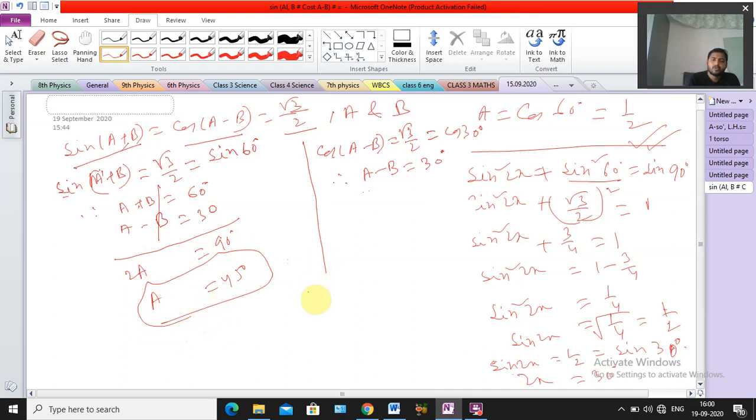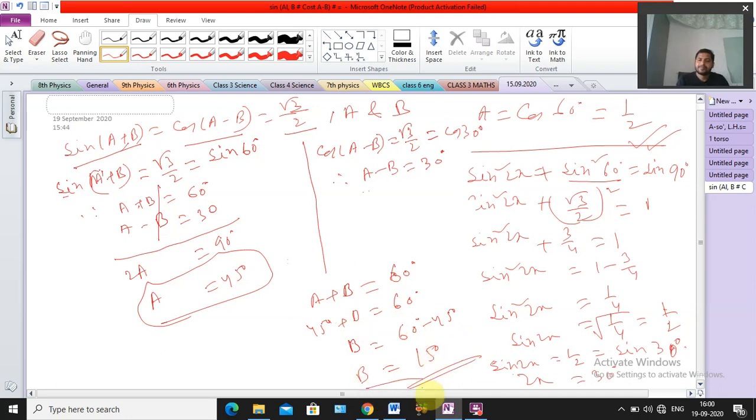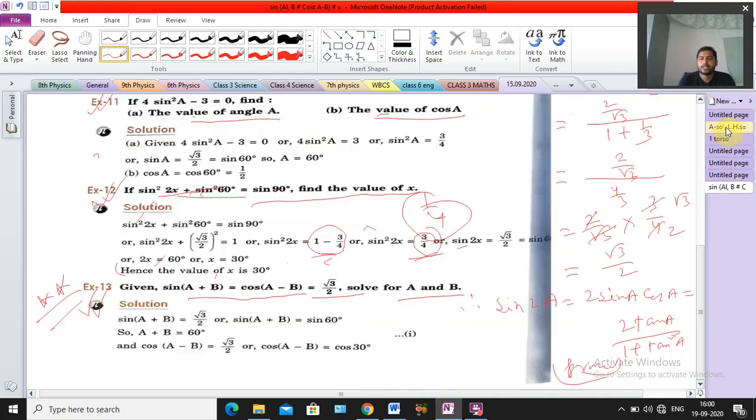Now we find out b. Our condition was a plus b equal to 60 degree. A equal to 45 degree, so 45 degree plus b equal to 60 degree. From here b is 60 degree minus 45 degree, which is 15 degree. So that is the value of b. Clear? So that is the value of a and b. Example 13 finished.